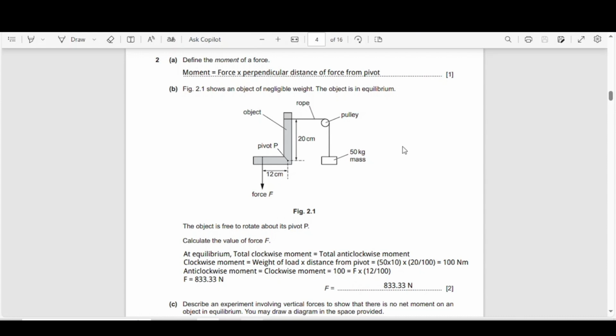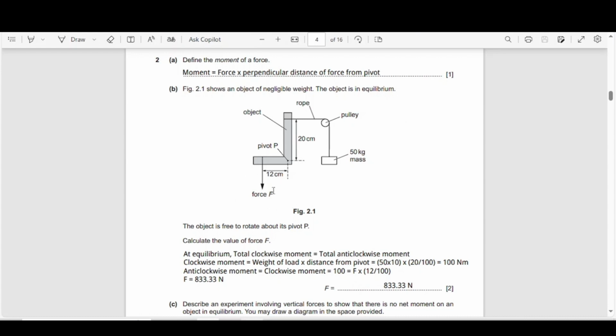So let's try and quickly understand the system. We've got a force here, which is due to the weight of this mass of 50 kilograms. The mass is obviously going to act downwards towards the earth, but because it's connected to this pulley system, it's going to pull on this object towards the right.